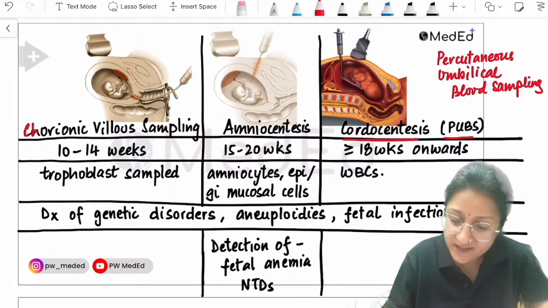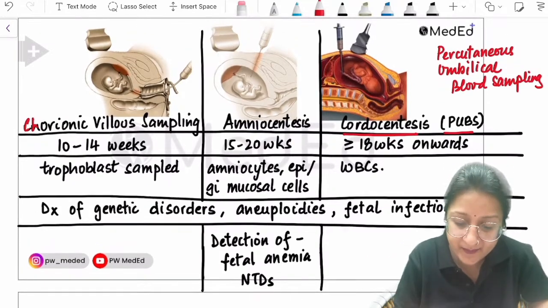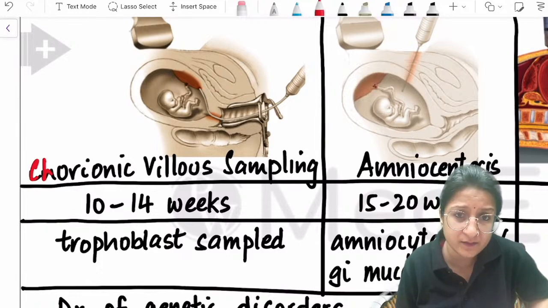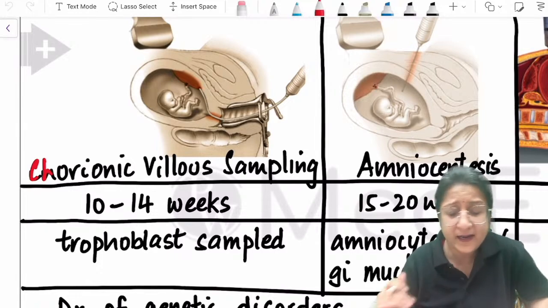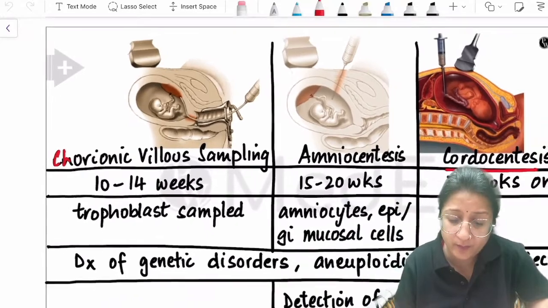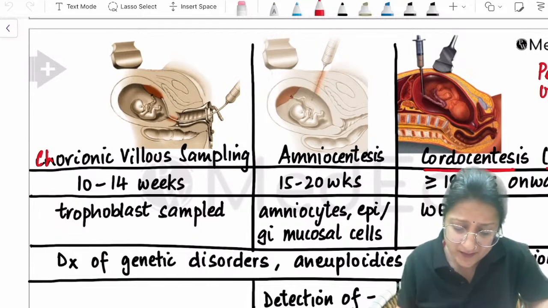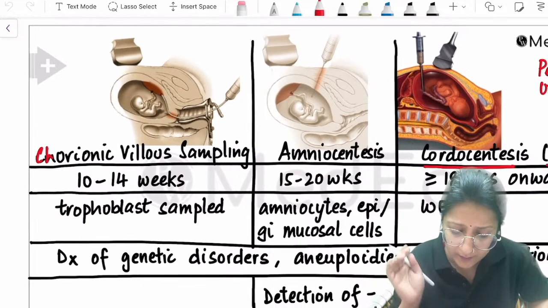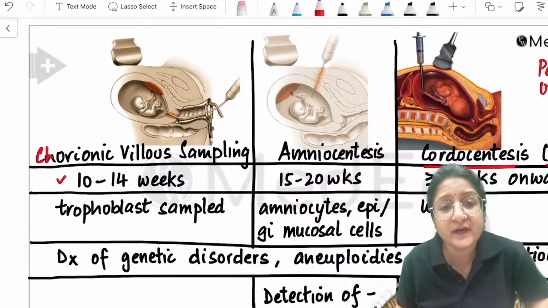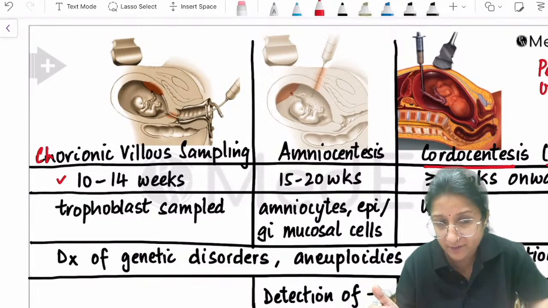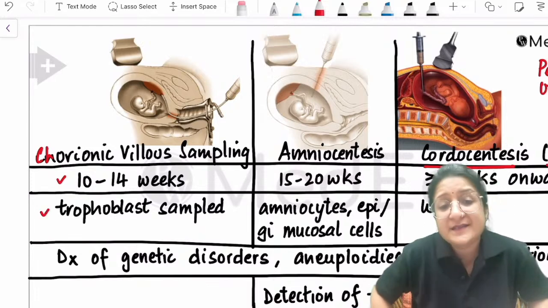Okay. So see here, chorionic villus sampling. Look at this. Catheter introduced from the vagina transcervically. It can be done from the abdominal route also. Transabdominally it can be done, but it doesn't matter, choice of procedure. So remember this image, all right? It is done anytime between 10 to 14 weeks. It is not done before 10 weeks and it cannot be done beyond 14 weeks. What is sampled? Trophoblast is sampled, right?